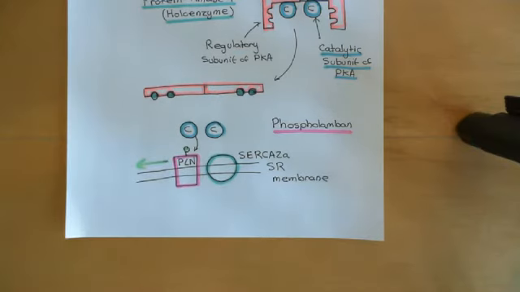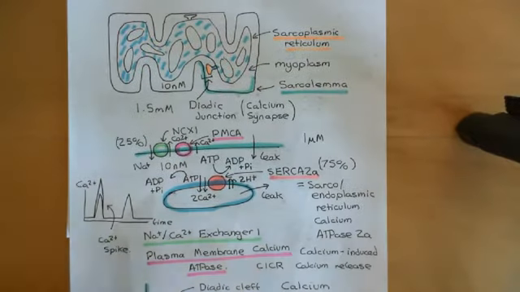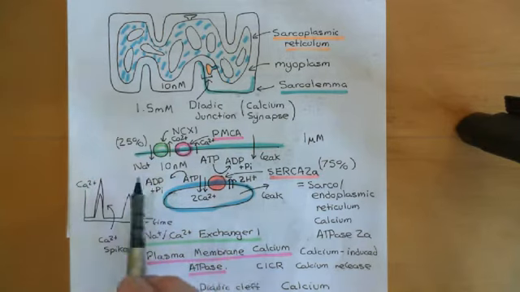Okay, so you increase the number of functional SERCA2As in the sarcoplasmic reticulum membrane. What does that do? Well, it shifts the equilibrium that we had here. Okay, so imagine that the cytoplasmic calcium concentration remains at 10 nanomolar.